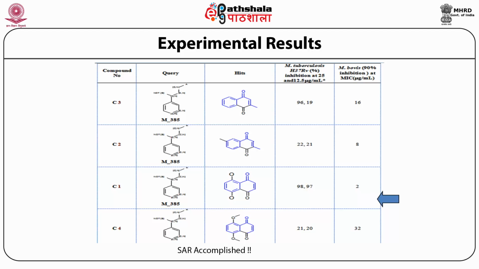That means it is having 98% inhibition for H37RV, which is a pathogenic mycobacterium. In addition, it inhibits almost 90% at very low 2 microgram per ml. And this data shows also that SAR is accomplished because consistently you see by changing 1 or 2 fragments, we get very good consistent values of increment or decrement with 90% inhibition of M. bovis. Using these molecules, we docked all of them and we took them for the next study.